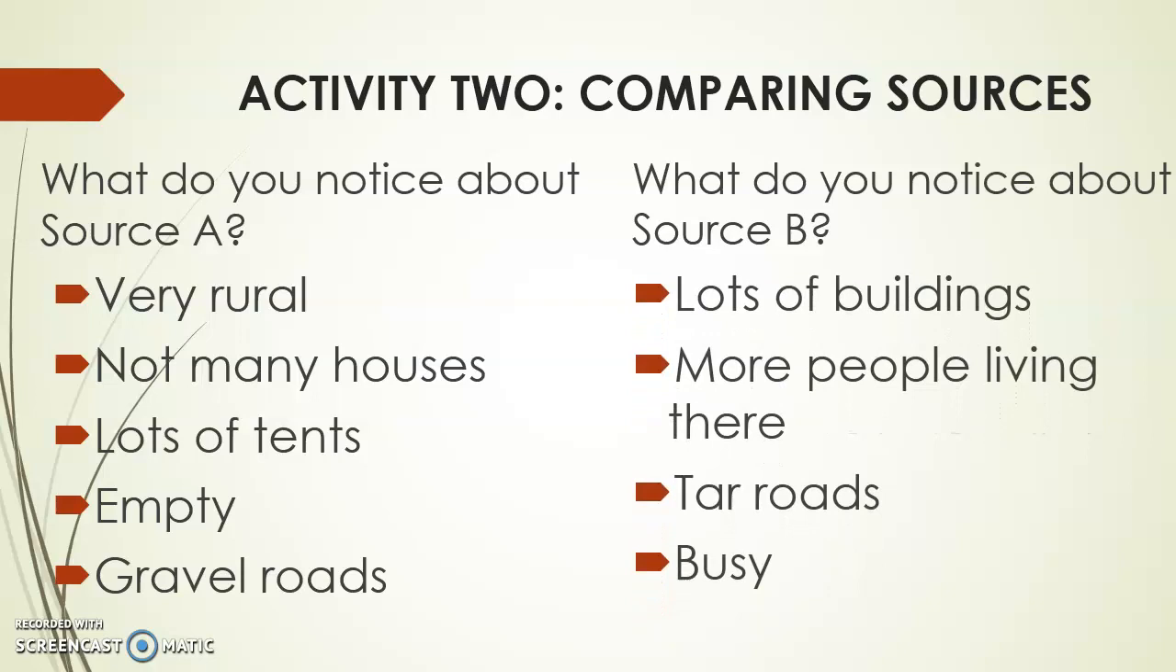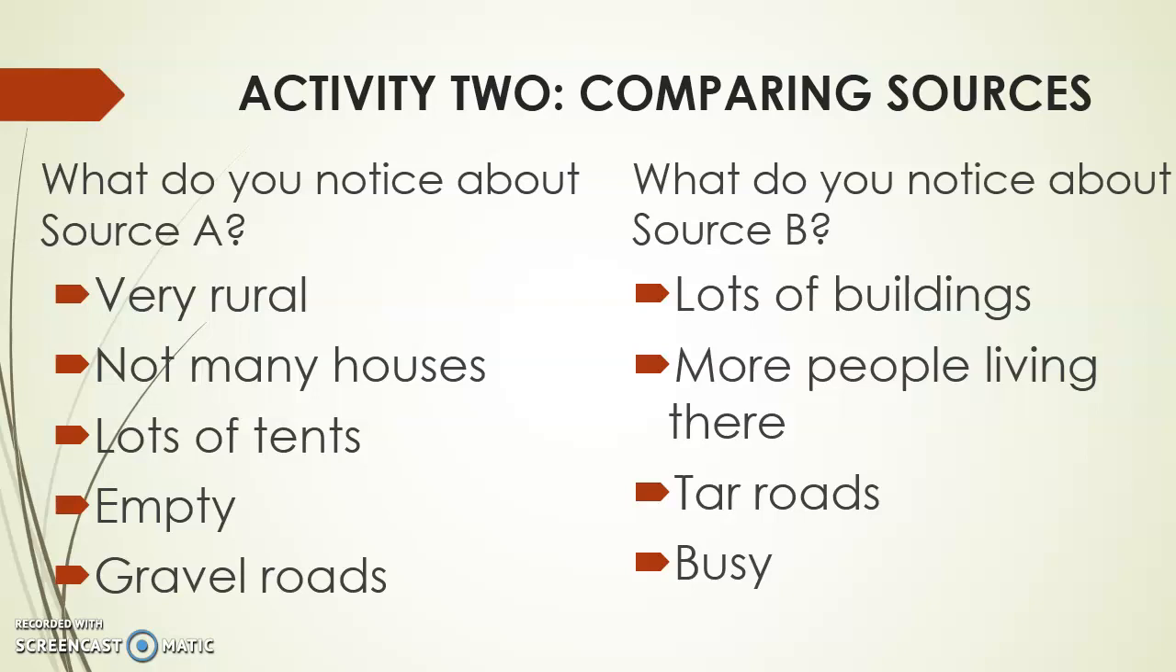So I've noticed that there are lots of buildings, there are more people living there, there are tar roads, and it appears to be very busy. So you'll see that you can make a very direct comparison between source A and source B. They are very different. You won't get questions like this because it's for grade 9, but sometimes you will have to compare sources, and this is how you do it.